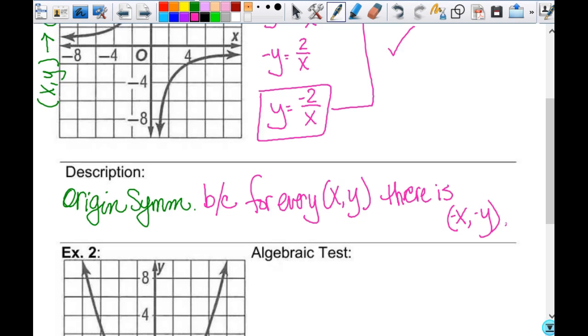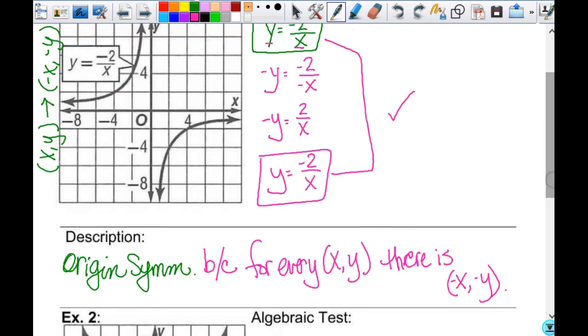How can you tell by looking? Vertical line test. Does it pass your vertical line test? Yeah, it passes, right? Because this gets closer and closer to the y-axis, and so does this. So yes, this is a function, and since it has origin symmetry, do you know what kind of function it is?